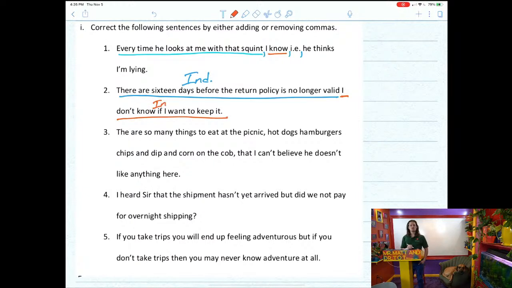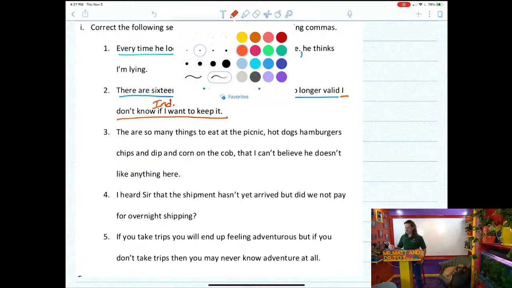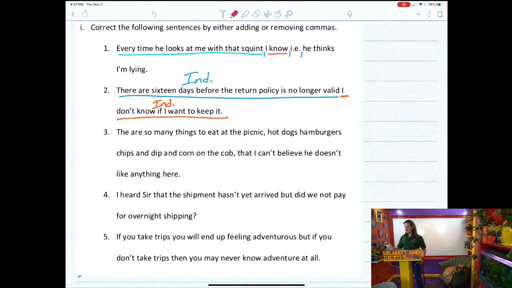Remember, if we want to conjoin an independent and independent clause together, we need a comma conjunction. So we need comma and then some conjunction like maybe but, because we're contrasting here. So there are 16 days before the return policy is no longer valid, comma, but I don't know if I want to keep it.